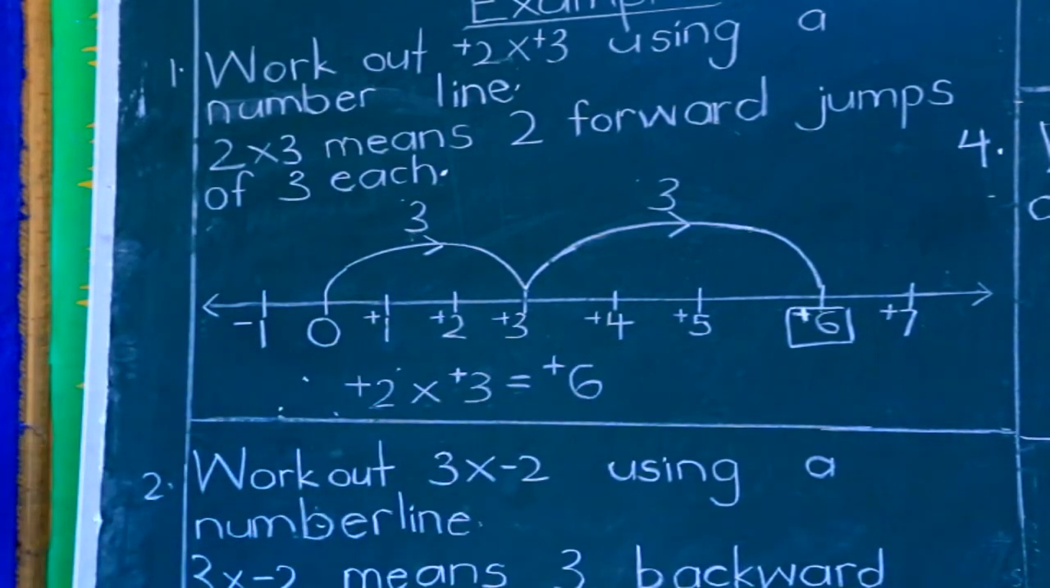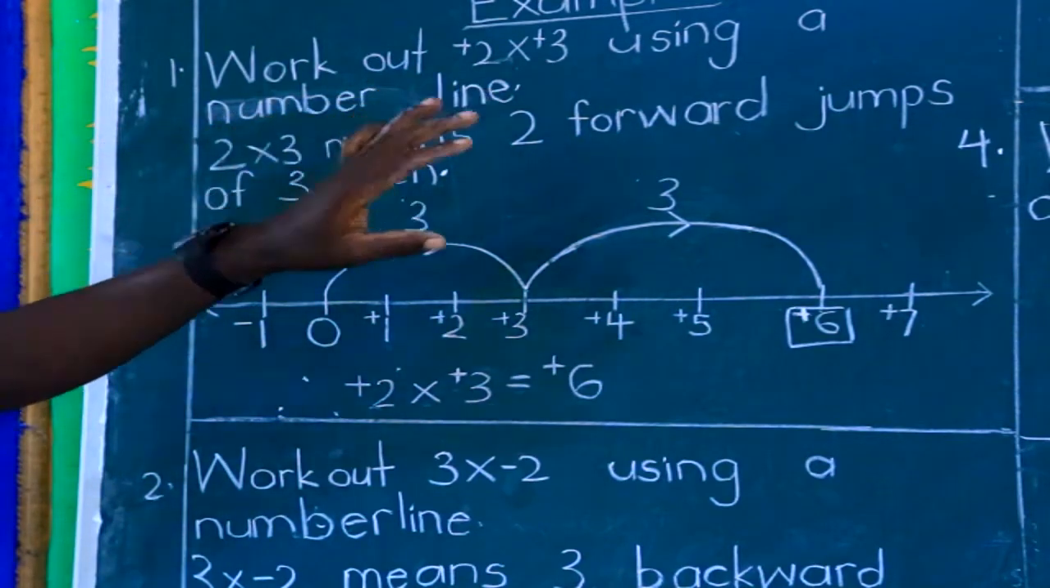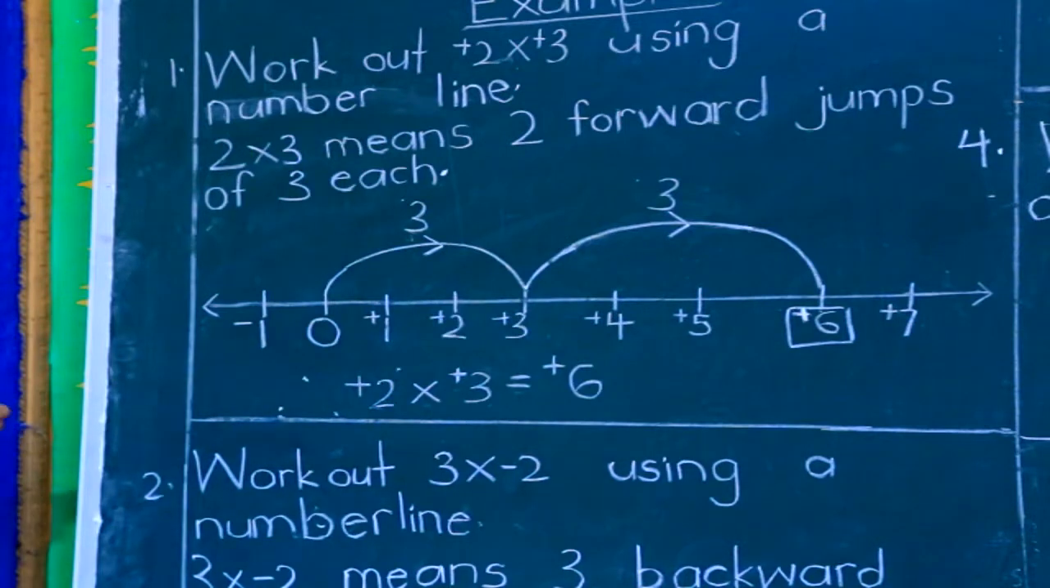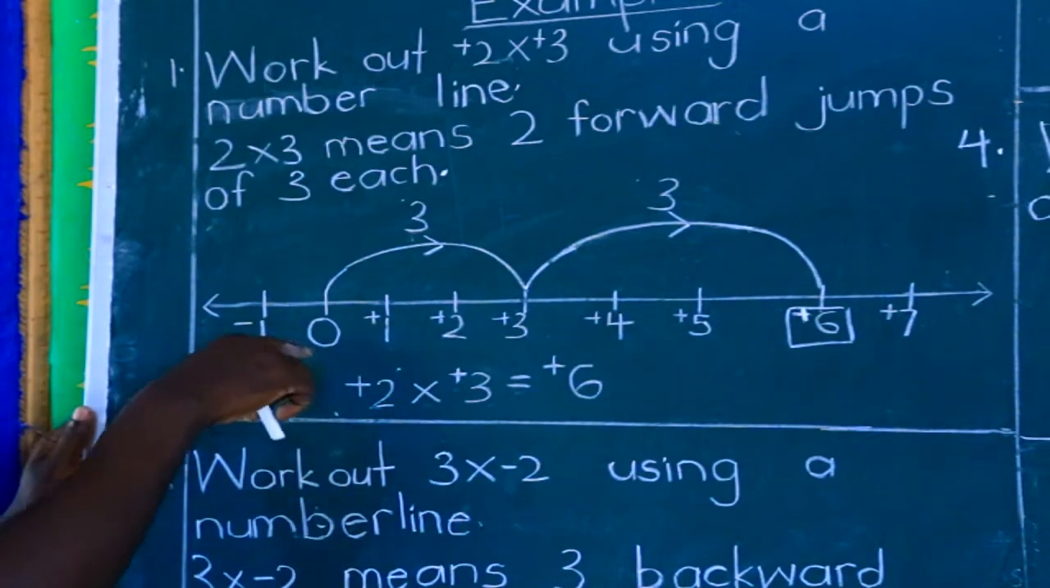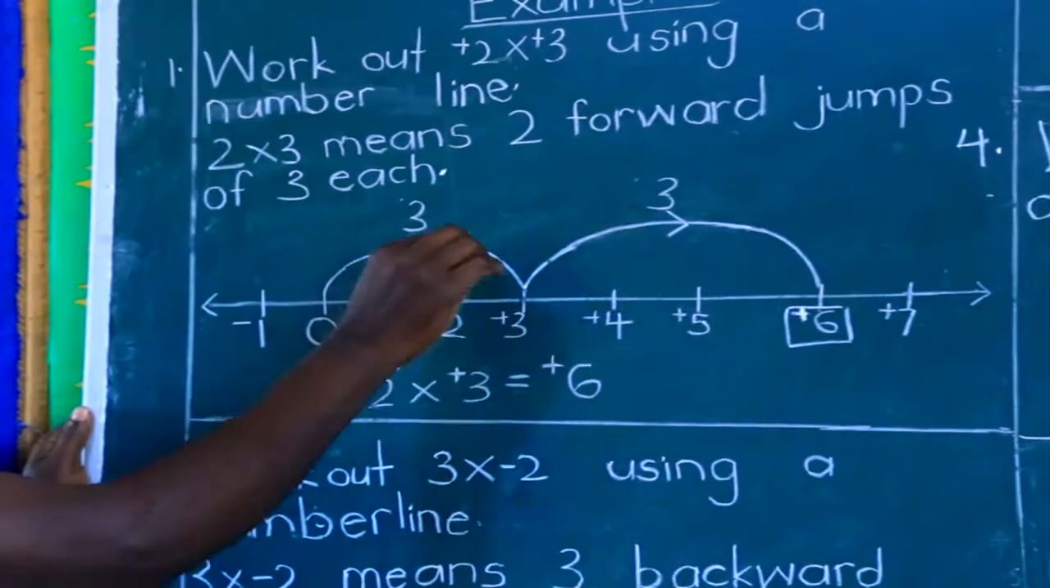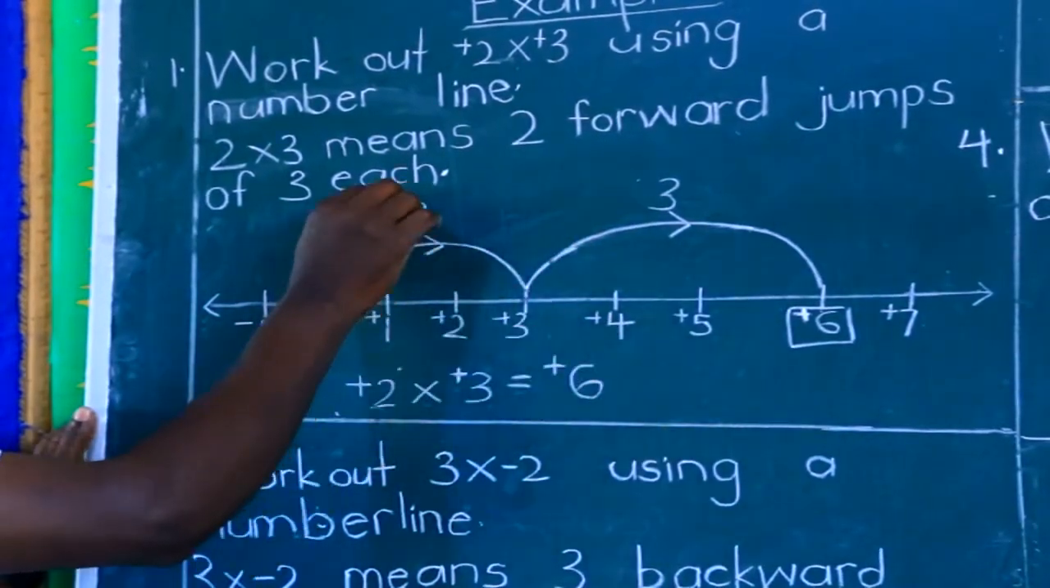Identify it in this way, and then say therefore positive 2 times positive 3 equals positive 6. Please ensure you adhere to the meaning. There are 2 forward jumps of 3 each, meaning you jump twice, and each jump must be of 3. Show the movement, that is the forward jump, and 3 each.